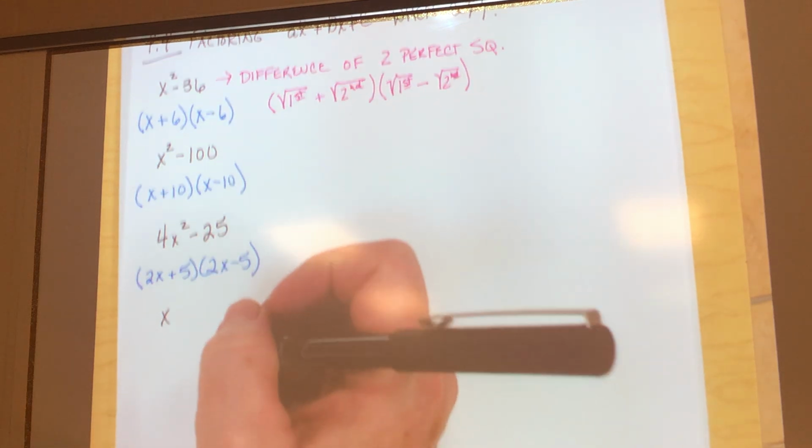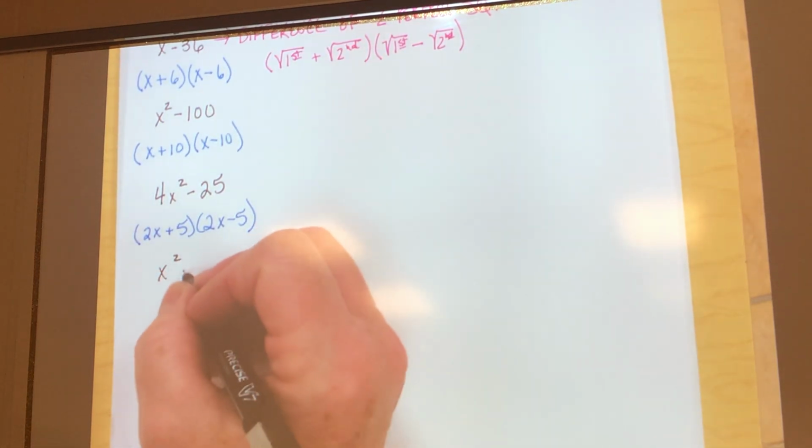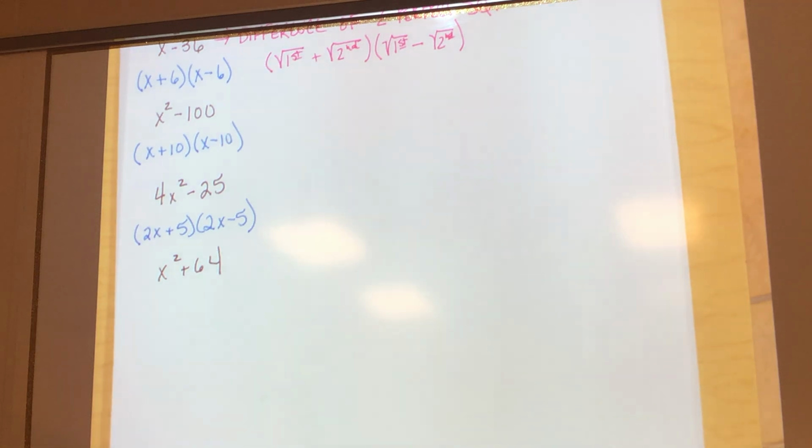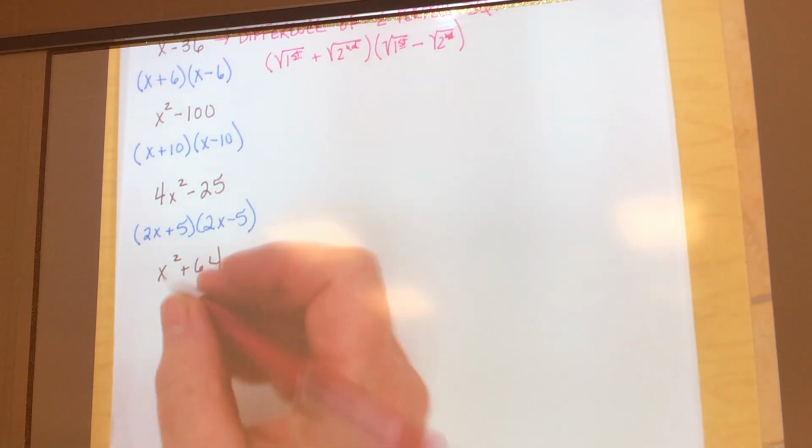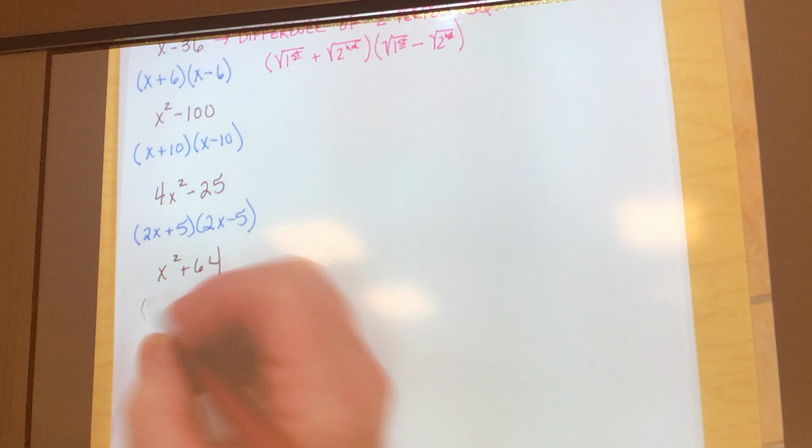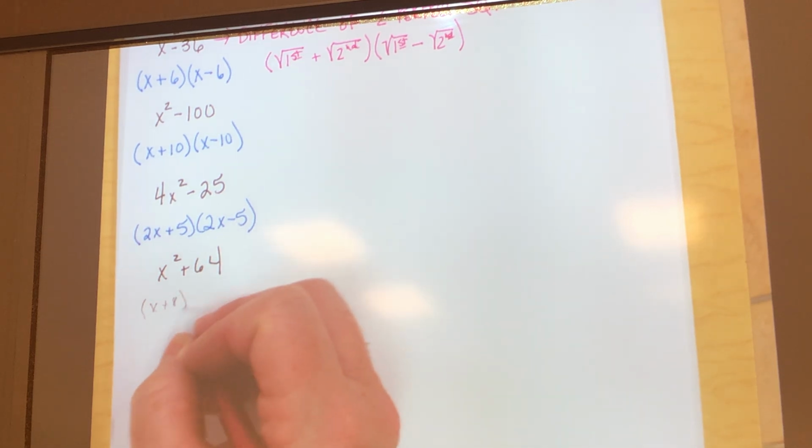All right, one last one. I'm gonna give you 5 seconds. X squared plus 64. All right, y'all got the answer? What is it? X plus 8, x minus 8. Okay, so let's think about this for a second, all right? I'm gonna write this in pencil. Oh wait, it's both plus, huh? It's both plus signs, x plus 8 times.